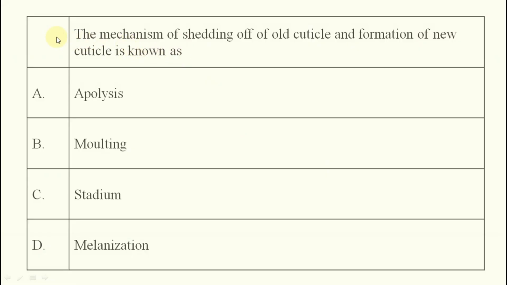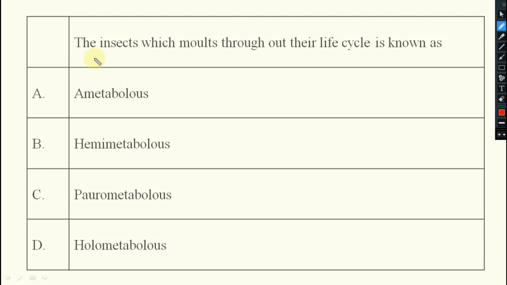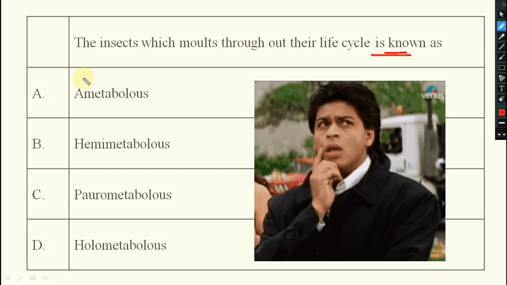So as you can see, the first question is: the mechanism of setting up of the old cuticle and formation of the new cuticle is known as what? That means whatever old cuticle was there is removed and a new one is formed underneath. Apolysis, molting, stadium, melanization? It is very easy. The answer is molting or ecdysis.